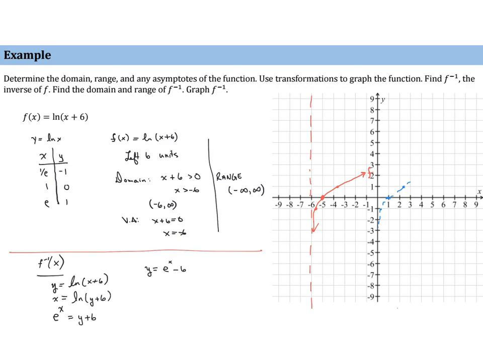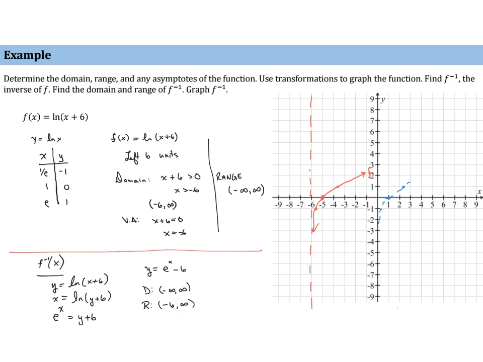The domain of this is all reals, and the range is going to be -6 to infinity. How do I know that so quickly without doing really any more math? The domain and the range will switch for our inverse. So the domain of f is the range of f inverse. The range of f is the domain of f inverse.